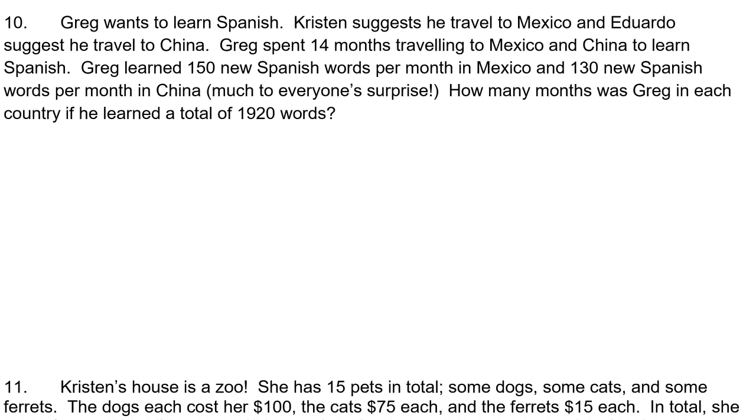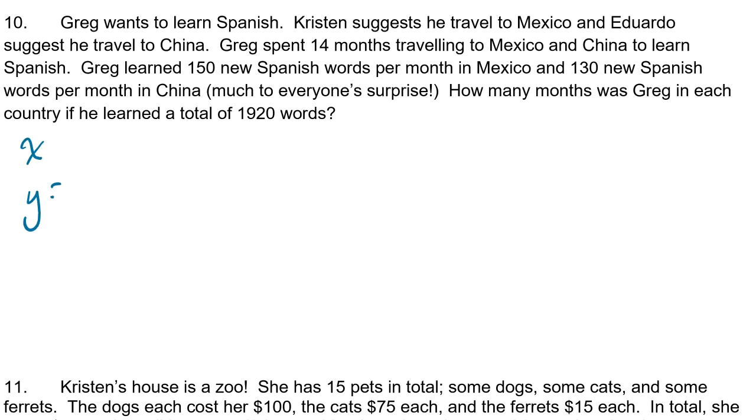All right, number 10. Greg wants to learn Spanish. Kristen suggests he travel to Mexico, and Eduardo suggests he travel to China. Greg spent 14 months traveling to Mexico and China to learn Spanish. Greg learned 150 new Spanish words per month in Mexico and 130 new Spanish words per month in China. How many months was Greg in each country if he learned a total of 1,920 words?